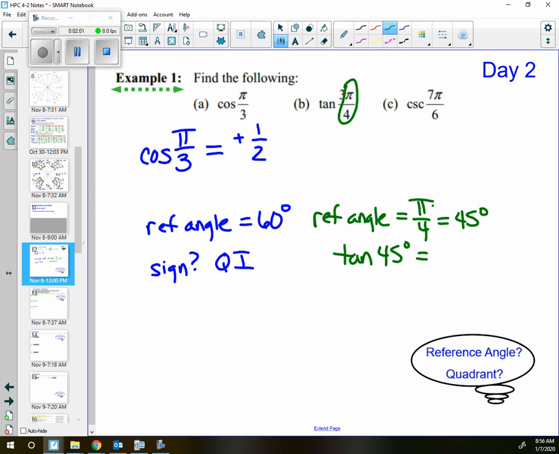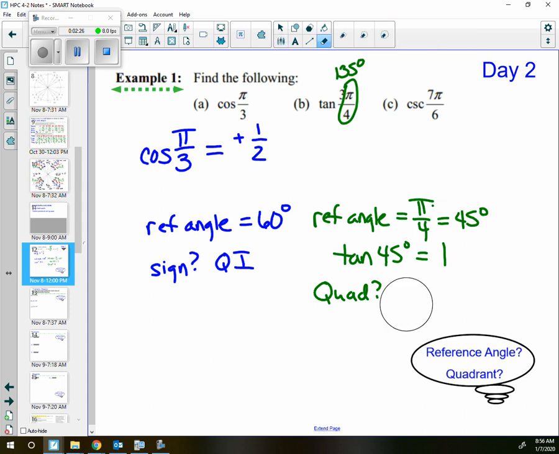So let's think about that for a second. 45 is when sine and cosine are equal. X and Y are equal, so tangent is 1. So I know my ratio is going to be 1 for sure. Now we have to think about quadrant. What quadrant are we in for 3 pi over 4? So 3 pi over 4 is 3 45s. That would be the same as 135 degrees. So 3 pi over 4, 135 degrees, that is in quadrant 2.